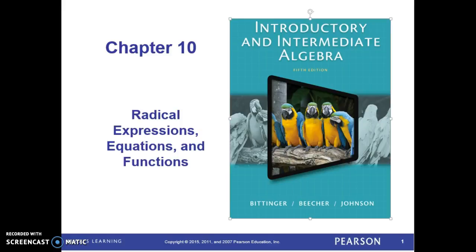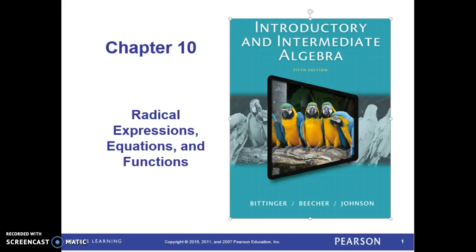We are going to be covering chapter 10 this week. This chapter is all about radical expressions, equations, and functions. So the very first section of this chapter is really the most important section because this is where we're going to be doing all of the vocabulary, all of the defining of terms, all of the information that you're going to need for the remainder of the chapter. So it's really important that you understand the topics covered in section 1.